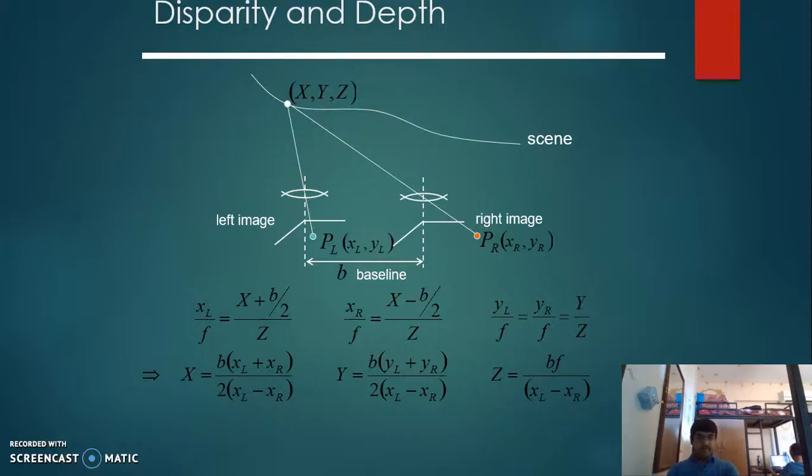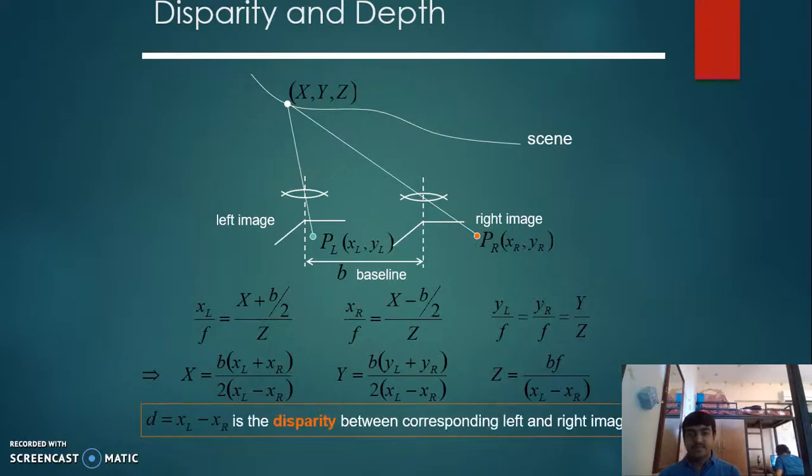We have extended the formula. Capital X equals B into (XL plus XR) by 2 into (XL minus XR). Y equals B into (YL plus YR) by 2 into (XL minus XR). Z equals BF by (XL minus XR). D equals XL minus XR is the disparity between corresponding left and right image points. Inverse is proportional to depth. Disparity increases with baseline.